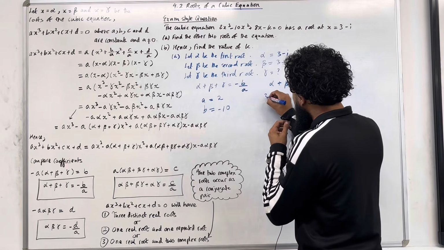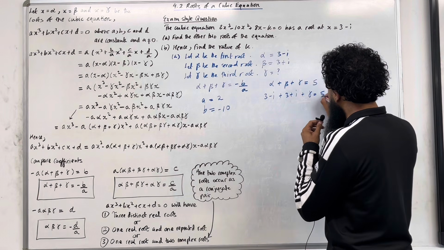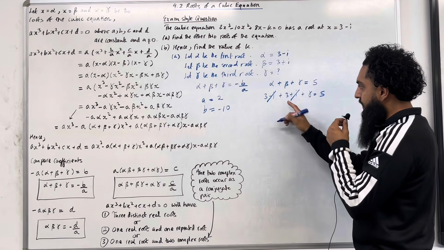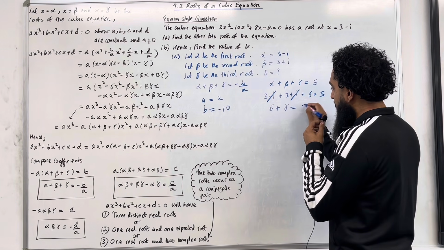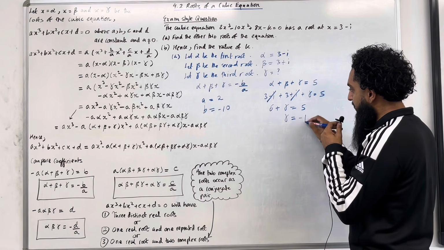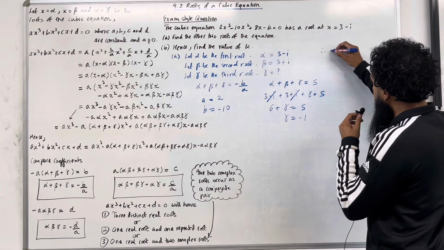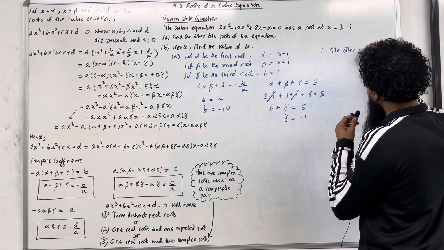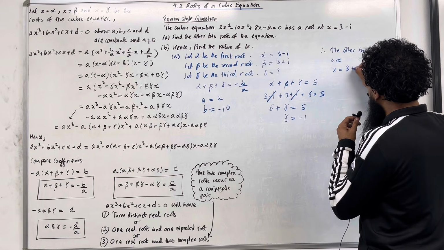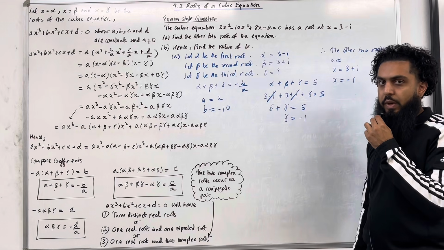So I've got 3 minus i plus 3 plus i plus gamma is equal to 5. Now minus i and plus i will cancel out. 3 plus 3 is 6, plus the gamma is equal to 5. Hence the gamma is equal to 5 take away 6, which is minus 1. Therefore, we can now conclude that the other two roots are x equal 3 plus i and x equal minus 1. This completes part A of the exam style question.